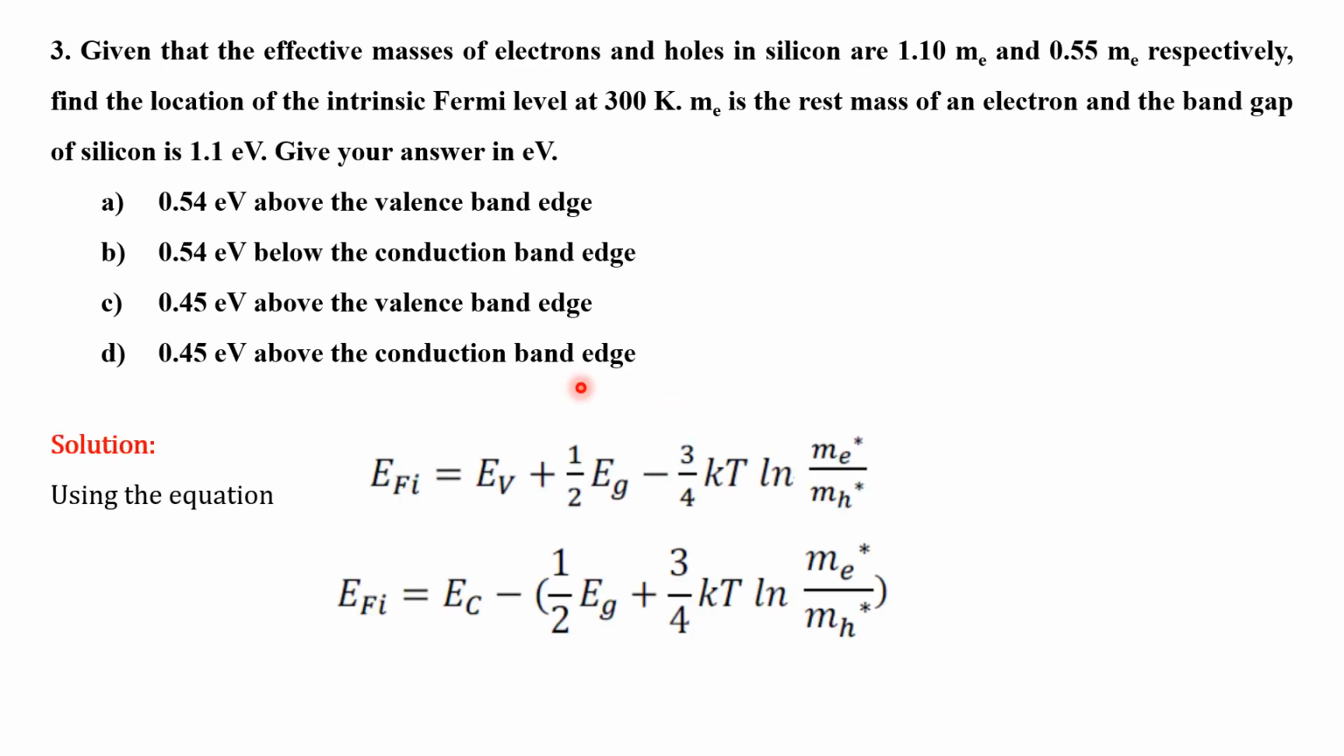So this is basically the equation that you have to use. EFi is equal to EV plus half EG minus 3 by 4 KT ln (me star by mh star). Here, instead of giving me star and mh star, they are telling that me star is equal to 1.10 m0 and mh star is equal to 0.55 m0. And that m0 and m0 will get cancelled. It will become 1.10 and 0.55. So that is how you have to move. Can you please use this equation and start solving?